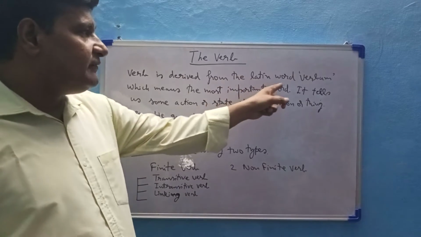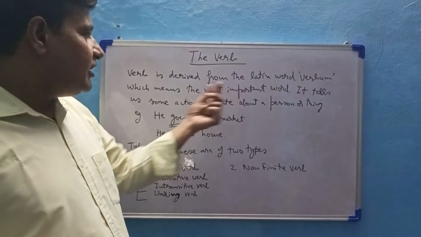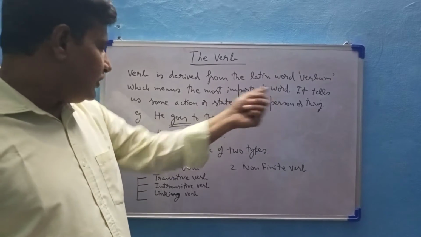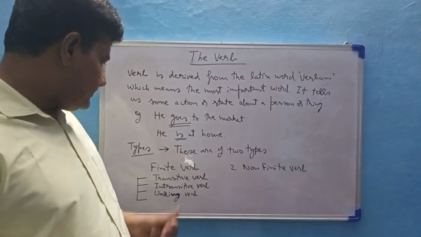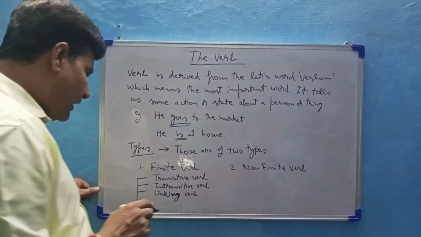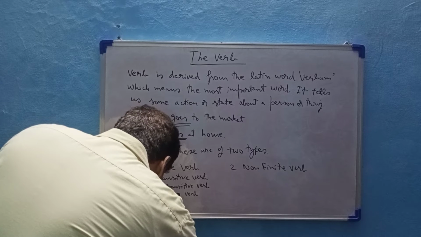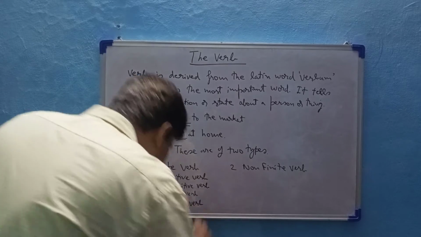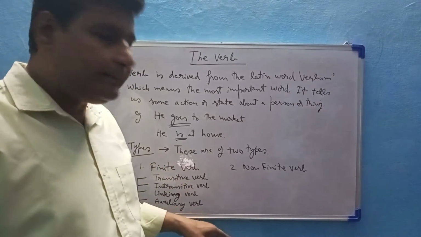Verb is derived from the Latin word verbum, which means the most important word of a sentence. It tells us some action or a state about a person or a thing. He goes to the market, he is at home. These are of two types, finite and non-finite. This is number one. And then there are certain auxiliary verbs. Transitive, now we will understand these one by one.